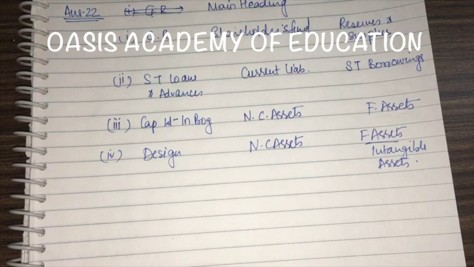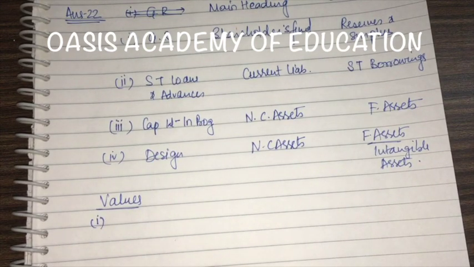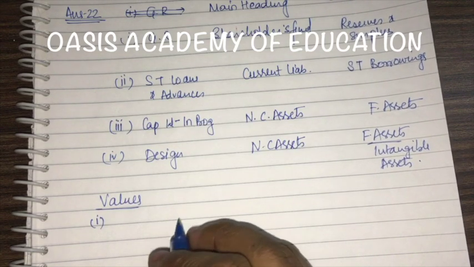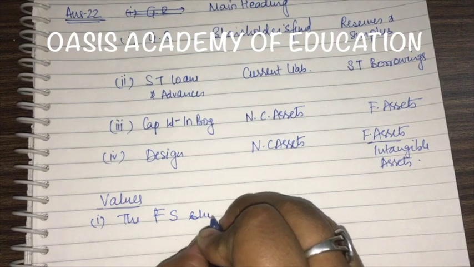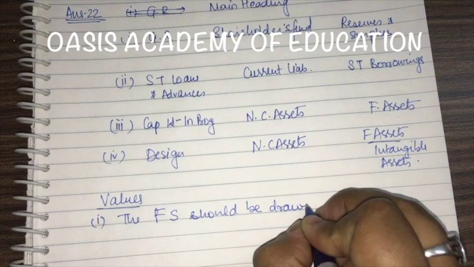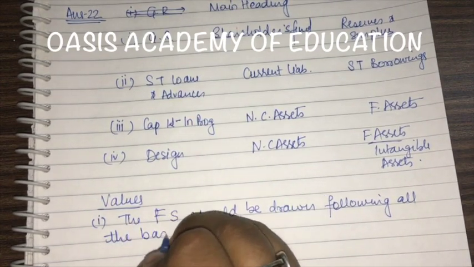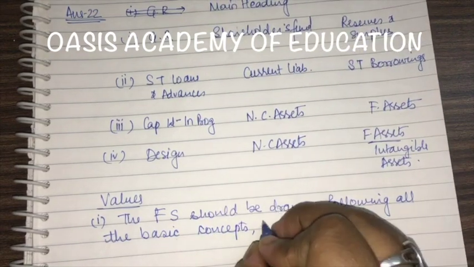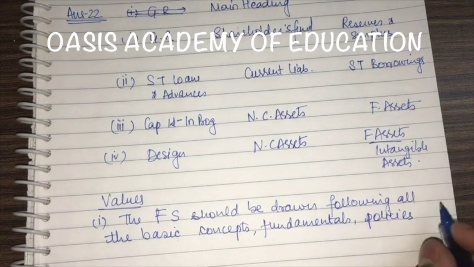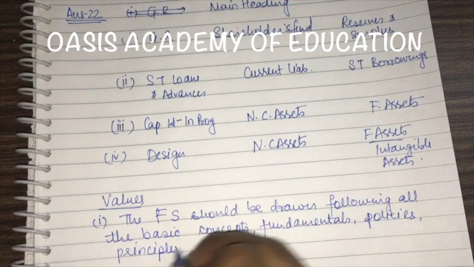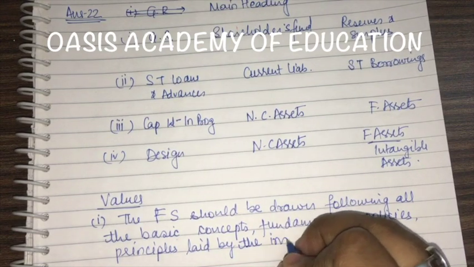अब इस पार्ट का इस क्वेश्चन का सेकेंड पार्ट, वैल्यूज. तो हमें 2 वैल्यूज बोली हैं. तो पहली वैल्यू होगी दैट द फाइनेंशियल स्टेटमेंट्स शुड बी ड्रॉन following all the basic concepts, fundamentals, policies, principles laid by the institutions.